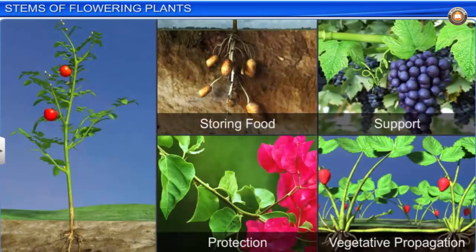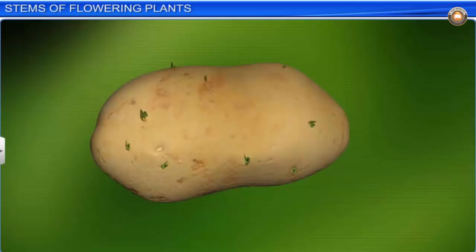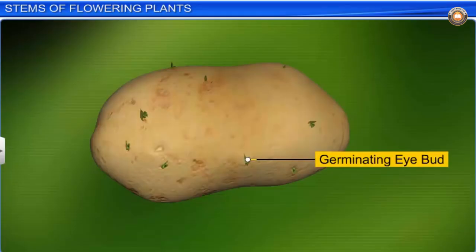Apart from these functions, the stems of many plants get modified to perform functions like storing food, providing support, protection, and aiding vegetative propagation. A modified stem quite often looks different in structure from a normal stem. Underground stems of some plants like potato, turmeric, ginger, and colocasia are modified for storing food. Moreover, stems modified to store food help the plant to tide over unfavorable conditions of growth.